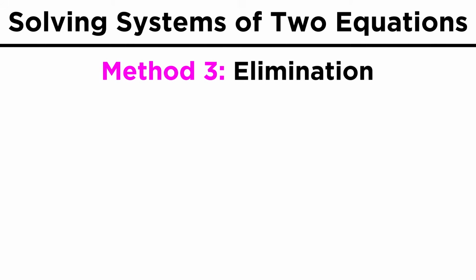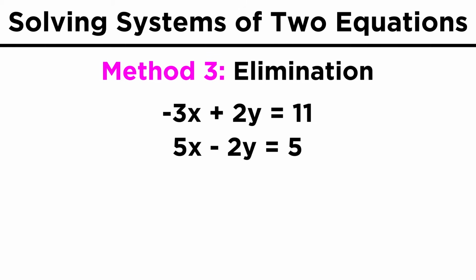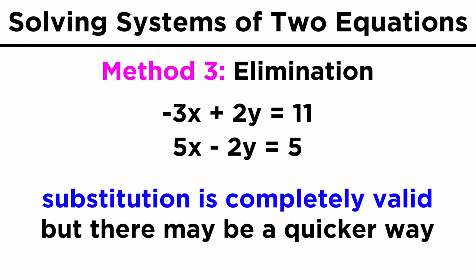Substitution isn't the only technique we can use. We can use another technique called elimination. Say we have another set of linear equations. Negative 3x plus 2y equals 11, and 5x minus 2y equals 5. Once again, we absolutely can use the substitution method, but it will sometimes be easier to go another route.